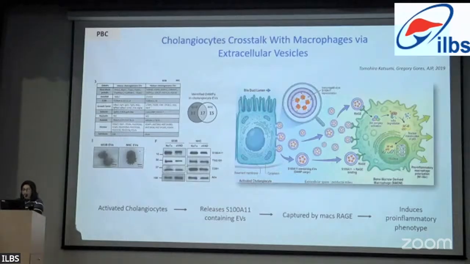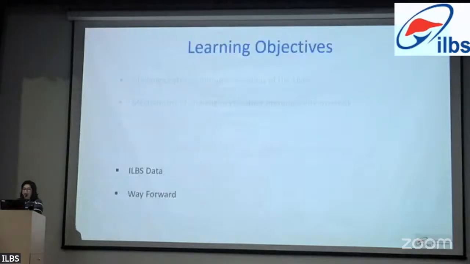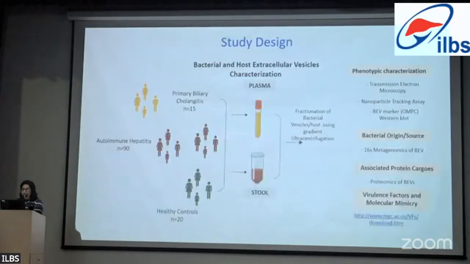So once we found that they can have another type of crosstalk, even in ILBS, we have investigated extracellular vesicles. So what we have done is we have recruited 15 PBC patients and 90 autoimmune hepatitis patients because they have a lot of pathological and clinical features which are similar. So we took two cohorts and compared them with healthy controls.